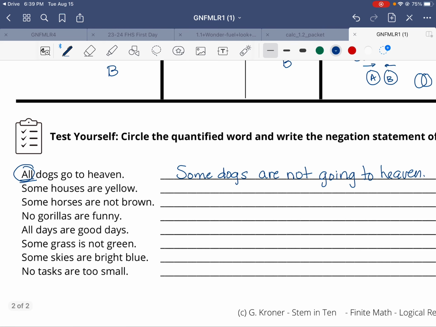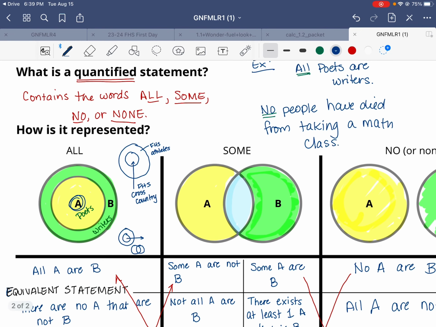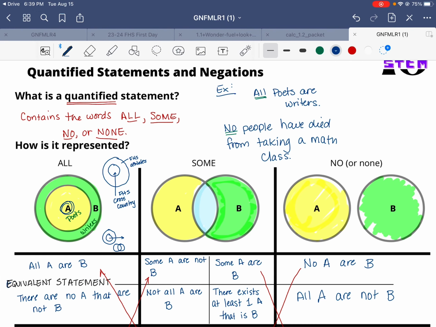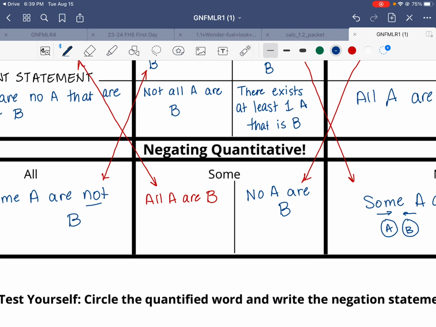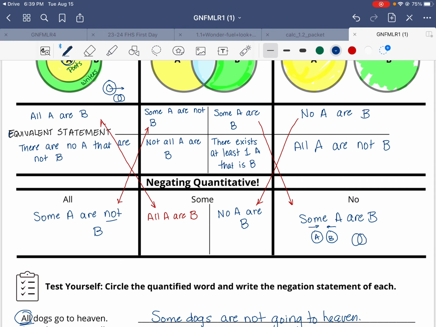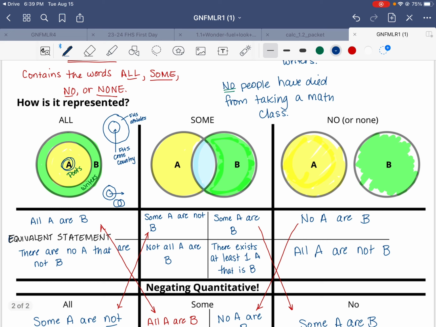Okay, so that's how you're going to start. Go ahead and circle your quantified statements, and then use this chart up here, right? You want to see which relationship is it. Is it all, some, or no? And then go down here to check out what your negation statement would be. So I'm going to go ahead and conclude this here, and then we'll come back to check those answers.